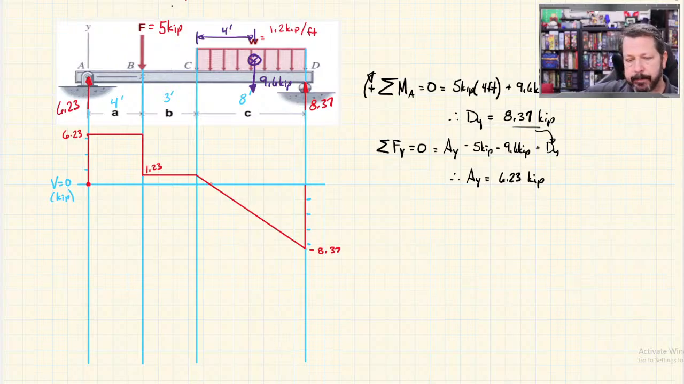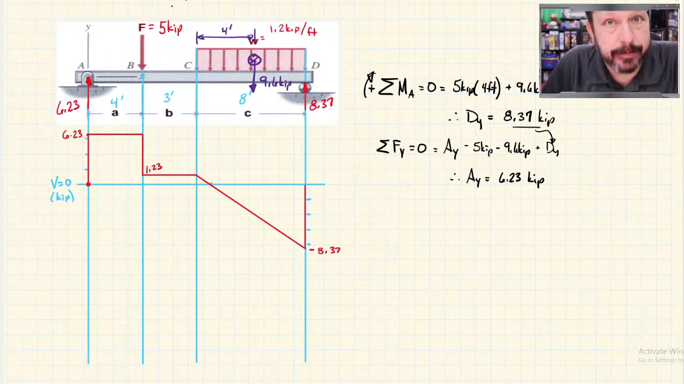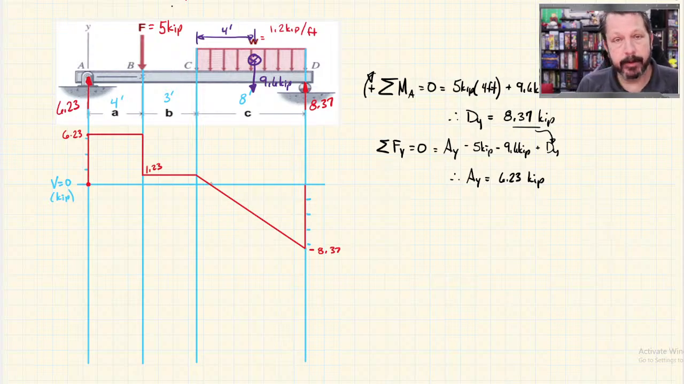And what it tells me is that if the beam fails in shear, the most likely place is right at the roller. That's where I've got the largest shear force. Now it's negative, but shear doesn't care if it's positive or negative, so that would be my most likely case. Now it probably is not enough shear force to actually make the beam fail, but if I were considering failing in shear, that's where I'd look.